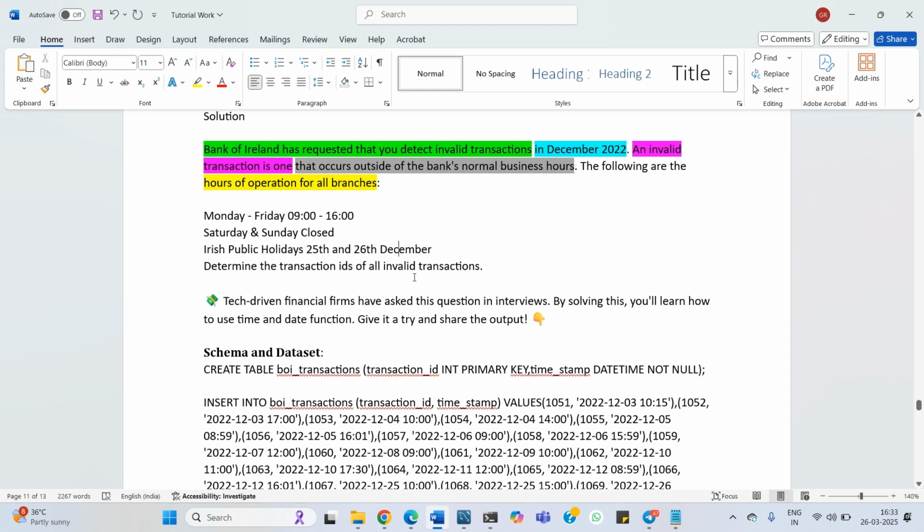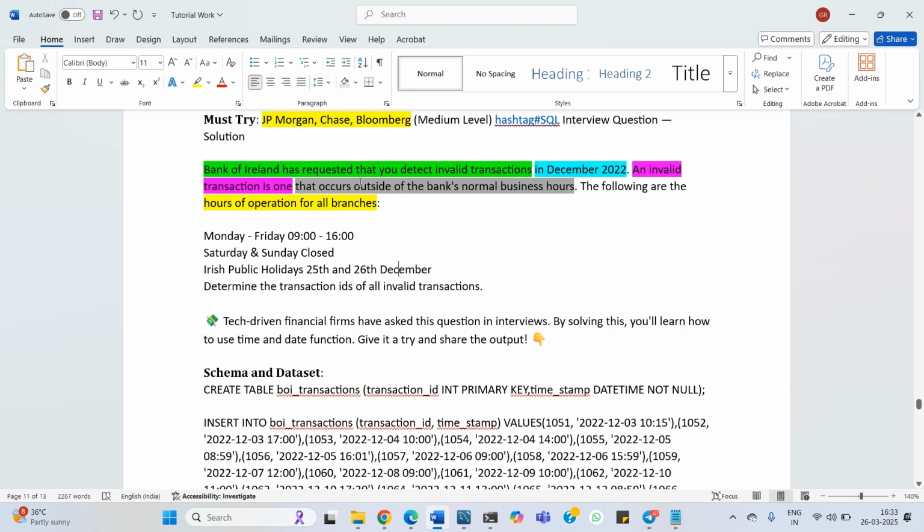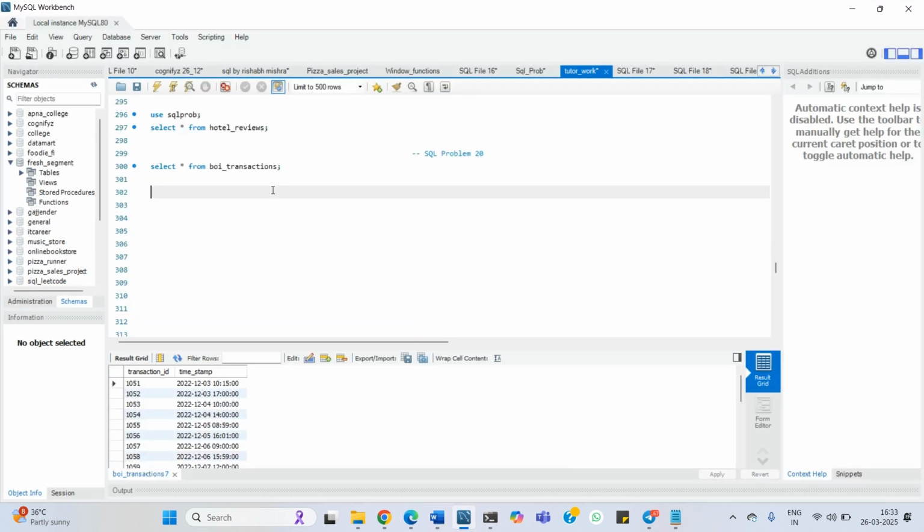They first said that Bank of Ireland has requested that they detect invalid transactions in December 2022. So first we can filter out the data of December 2022. I have opened MySQL Workbench. By hitting enter you can see the data of BOI, Bank of Ireland. Now I'll do the filtering and write select star from BOI transactions.